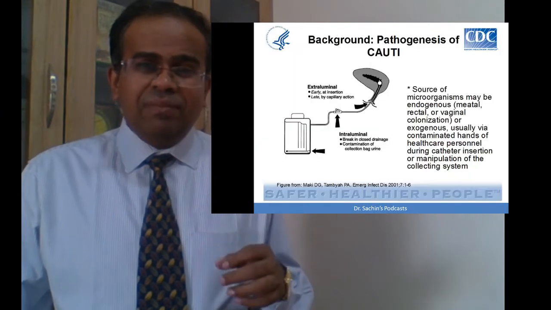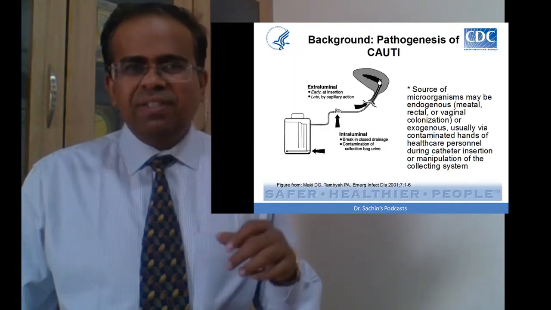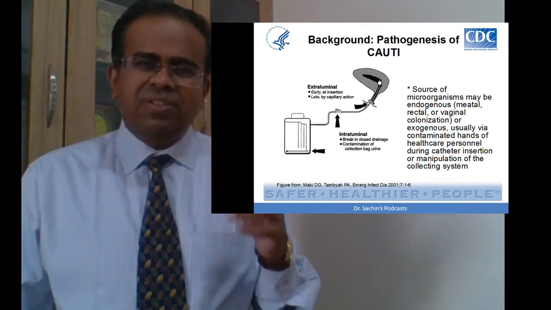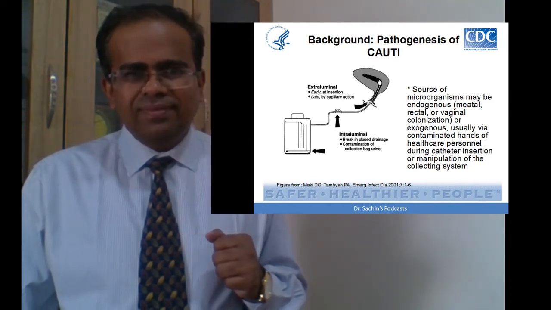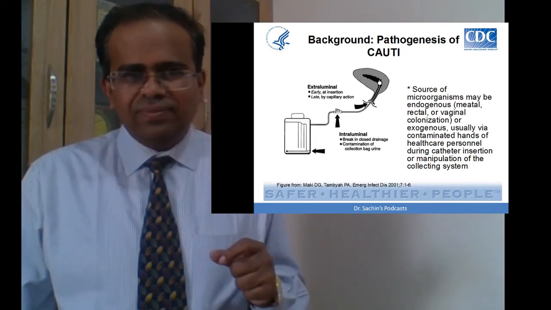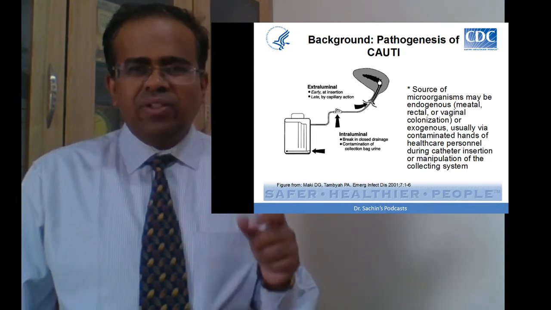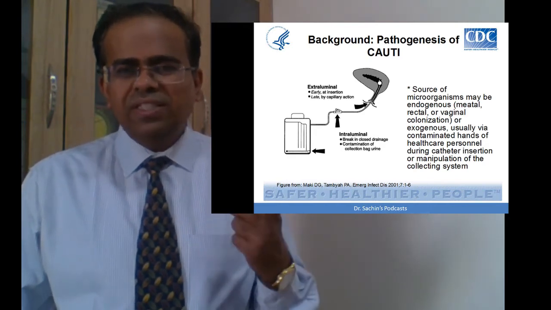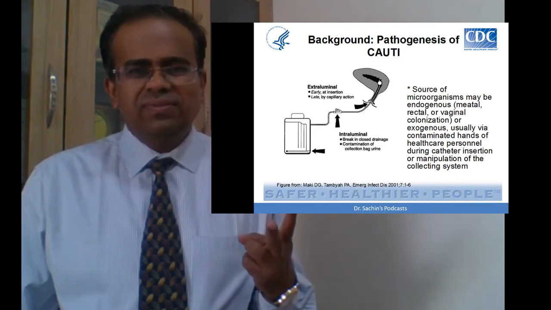These guidelines are beautifully covered at CDC's website, and some of the slides that I'm going to show you are from CDC's website. So beginning with the pathogenesis of CAUTI, what are the sources of microorganisms? Sources of microorganisms are two. One is endogenous and second is exogenous.